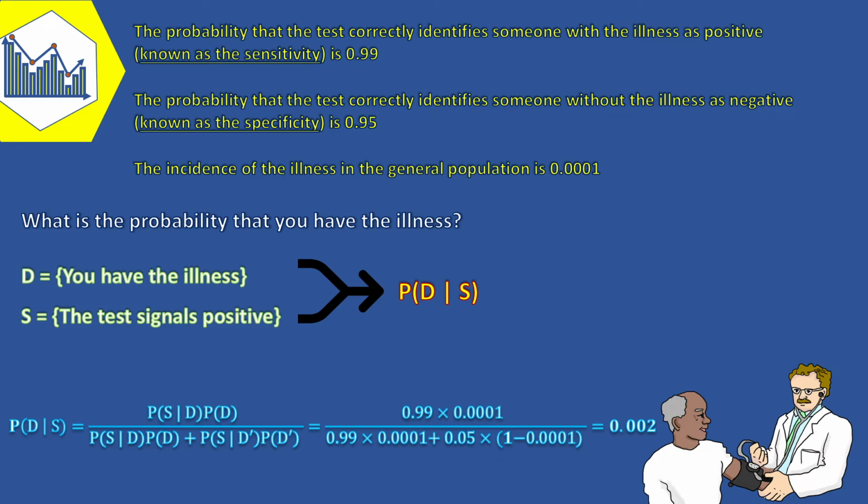and it is approximately equal to 0.002. As you can see, the probability that the illness is present given a positive result from the test is only 0.002. Surprisingly, even though the test is effective in the sense that the sensitivity and specificity are both high, because the incidence of the illness in the general population is low, the chance is quite small that you actually have the disease even with a positive result.